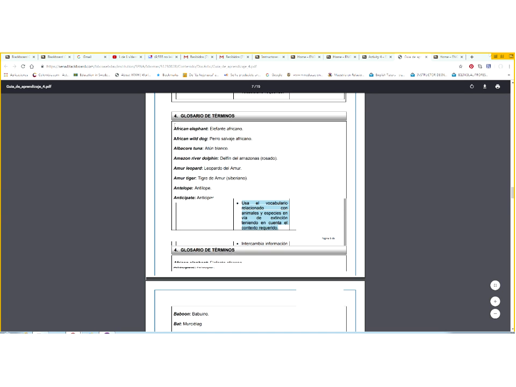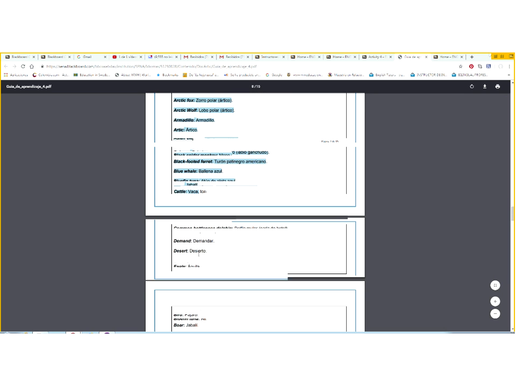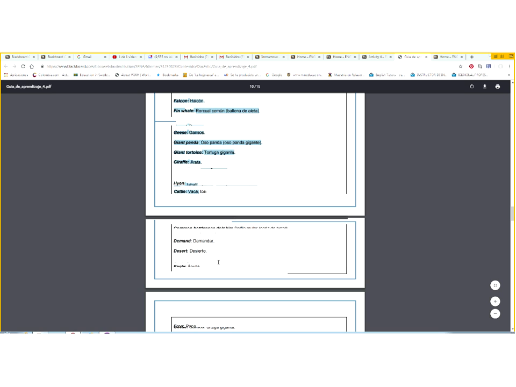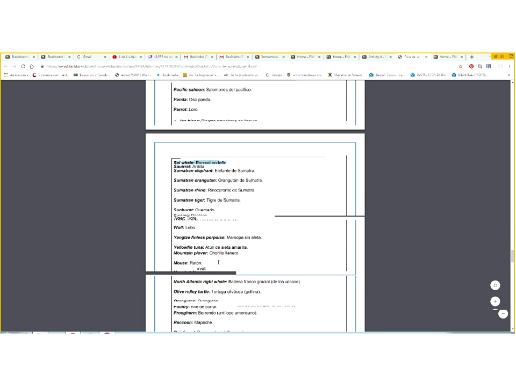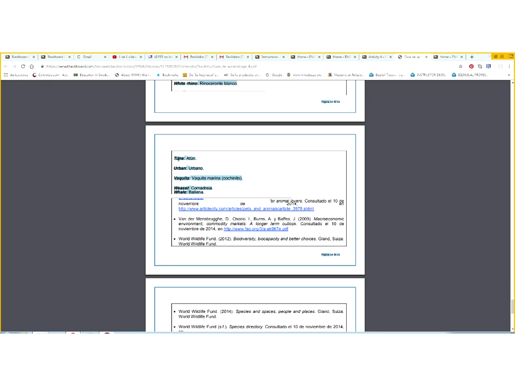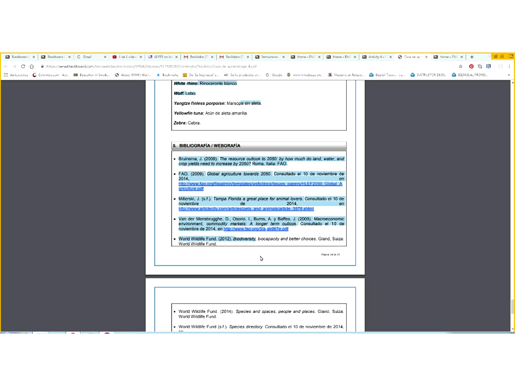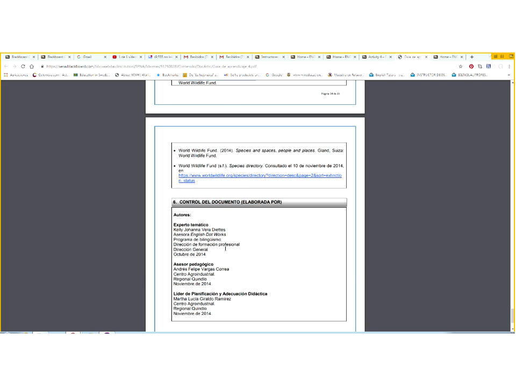In number 4, we have the vocabulary that you will have to use in this unit. It's a little long, so you need to study this vocabulary in detail. It's a lot of animals and a lot of things related to the environment. You can check this material if you want to check extra information. Good.